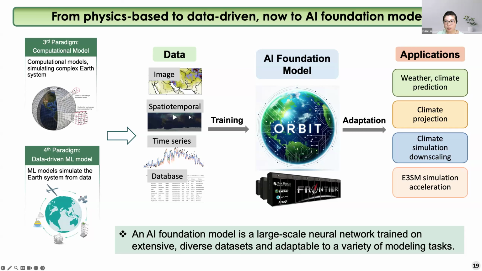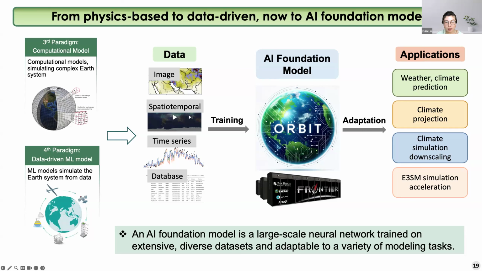A foundation model is a large-scale neural network trained on vast, diverse datasets in a self-supervised manner. It can then be fine-tuned for a wide range of modeling tasks. These models operate in two phases, pre-training and fine-tuning, and rely on four pillars: data, model, compute, and applications.